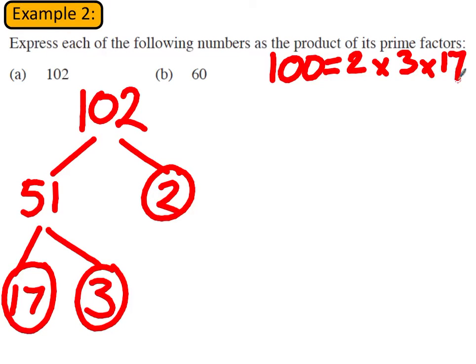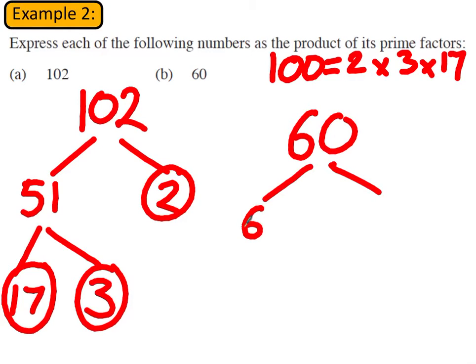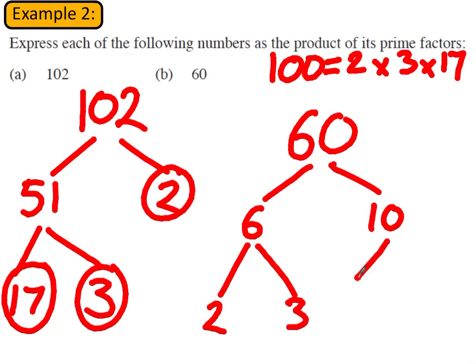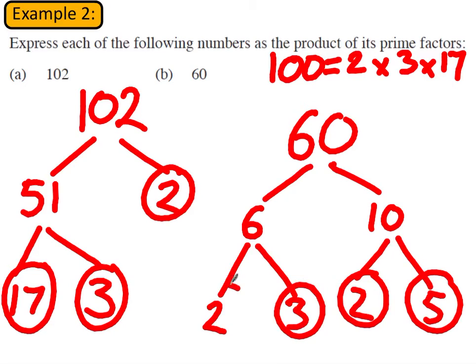Now, 60, let's do this next one. I could split it up into 2 and 30, and that would work, but it's going to save a bit of space if we split this up into 6 and 10. It's probably better to split it up into numbers that are closer together. Neither of those are prime numbers, so I'm going to split them up again. 6 is 2 times 3, and 10 is 2 times 5. And all of these numbers are prime, so I'm almost there.